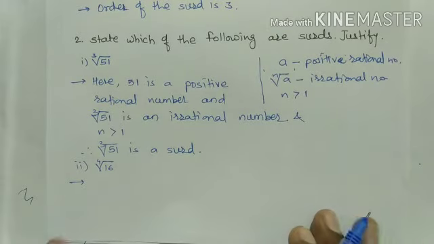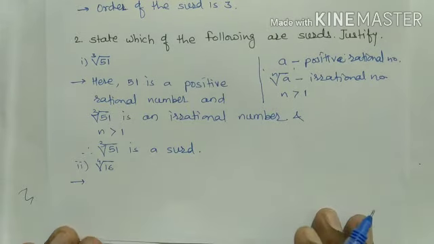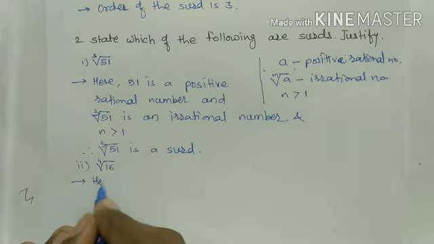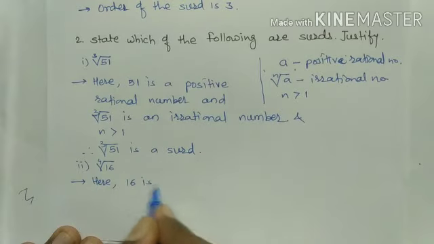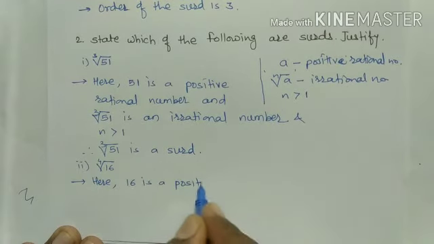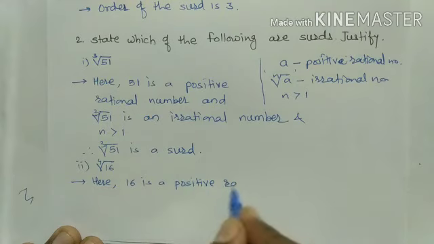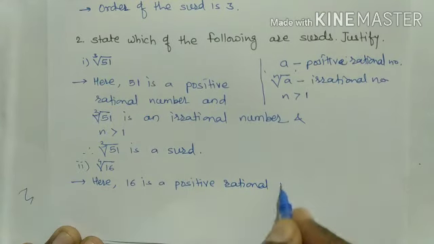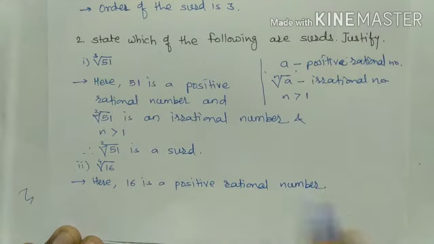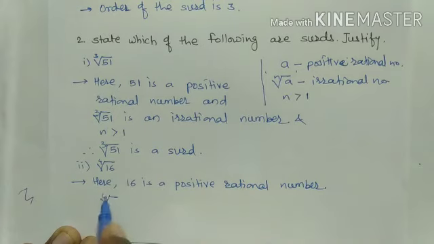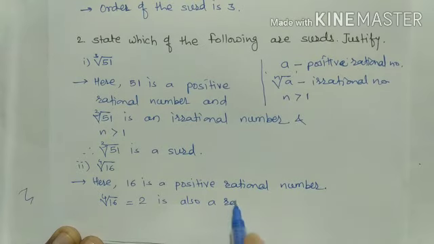Now the second example is the fourth root of 16. Here this 16 is a positive rational number, and this fourth root of 16, which equals 2, is also a rational number.